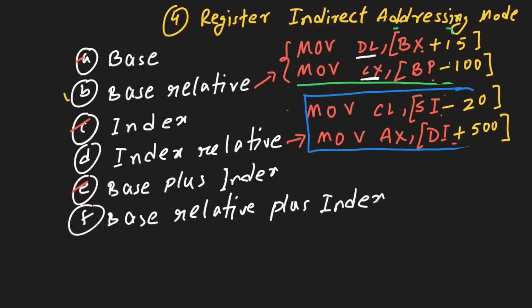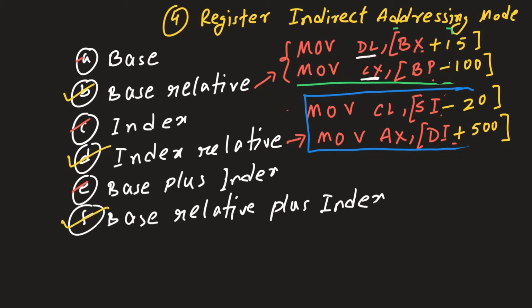In base relative addressing mode, in index relative addressing mode, and in base relative plus index addressing mode, a displacement is involved. This displacement can be 8-bit or 16-bit. The first bit of the displacement is a sign. So if the first bit is 1, that means it is a negative displacement. If the first bit of the displacement is 0, that means it is a positive displacement.